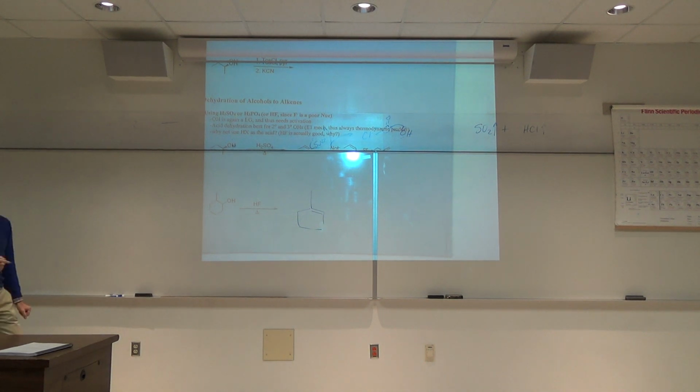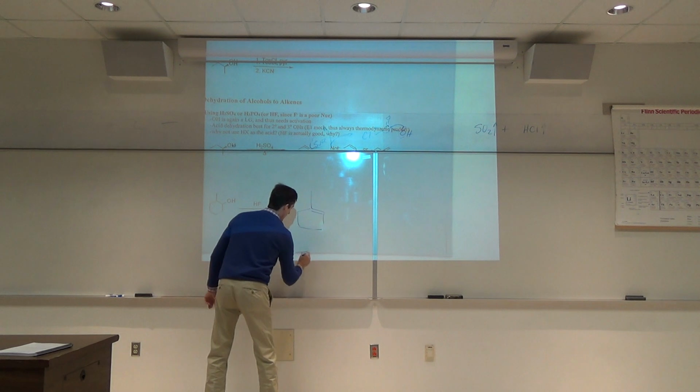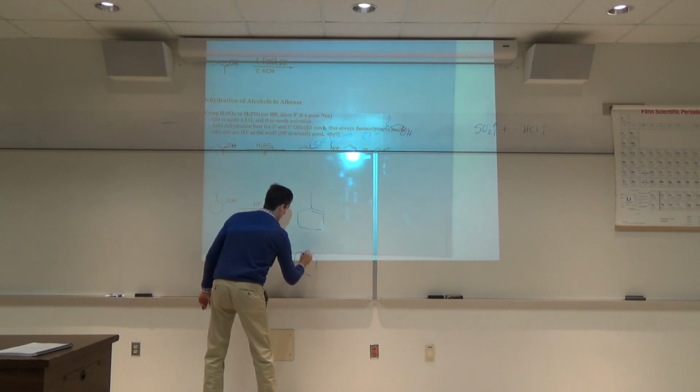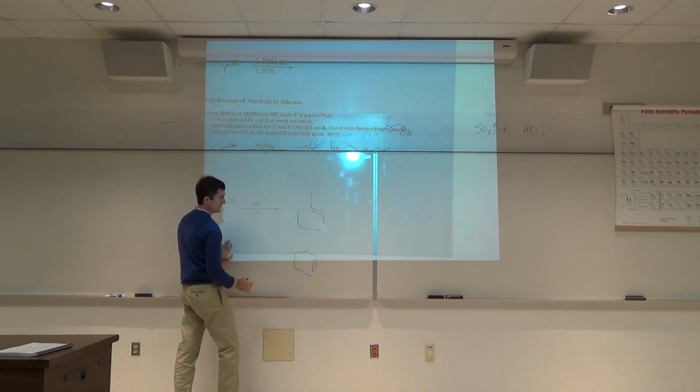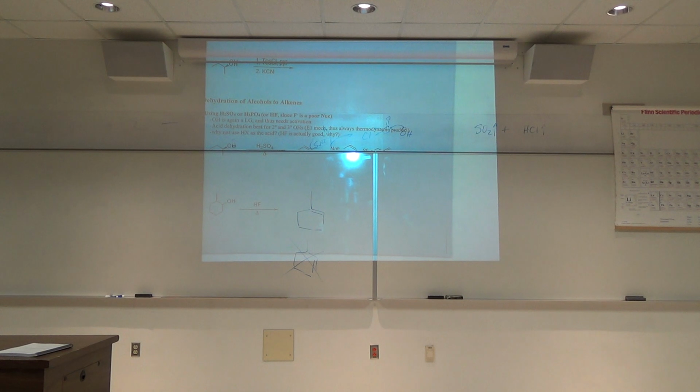We're going to get double bond up here, right? As opposed to there? That'd be Hofmann. We're not going to get Hofmann. More substituted, right?